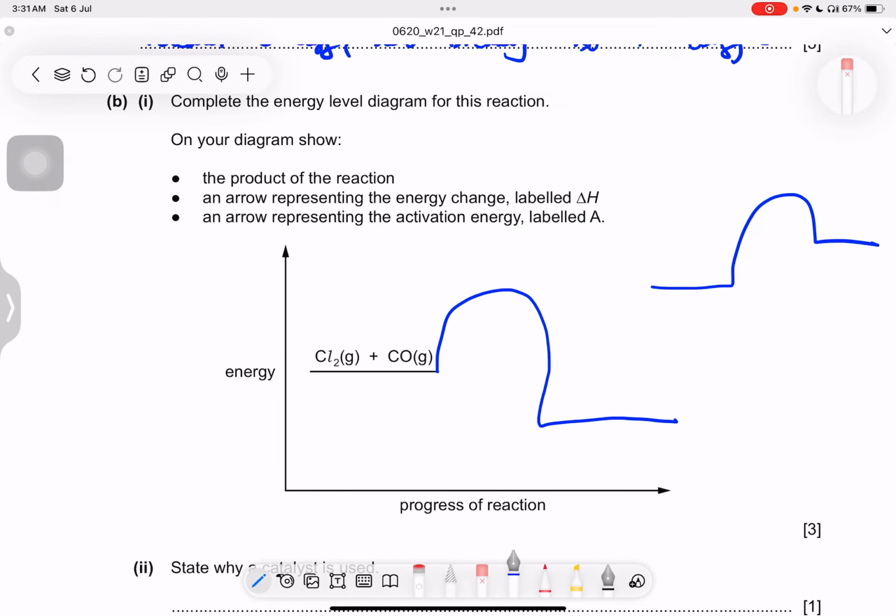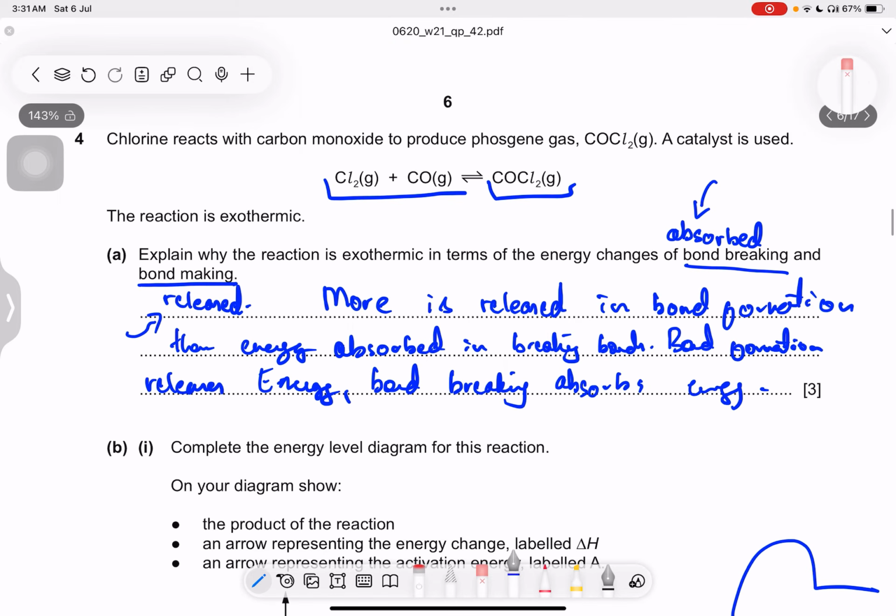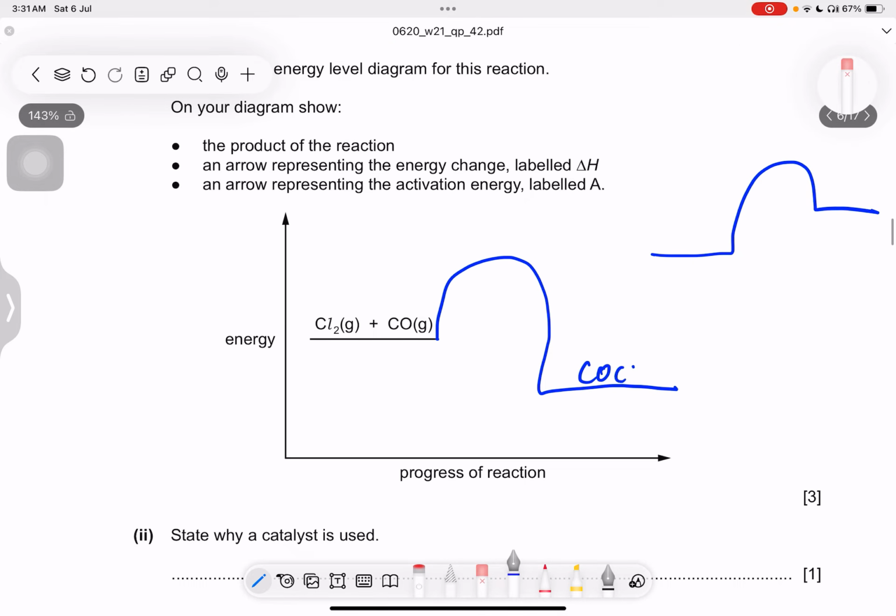Now this will be the products. Show the product of the reaction, which is COCl2. The activation energy, which is positive always, should be from the reactants till the hump, till the peak, EA or A, just A. And the enthalpy change is this difference, and it will be negative, so arrow downwards.